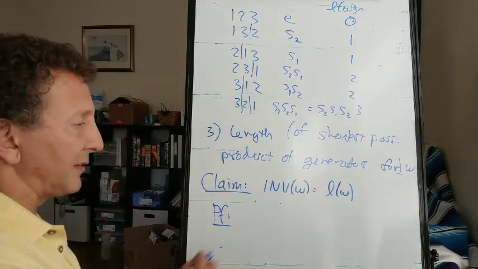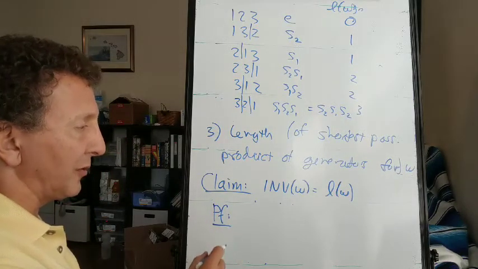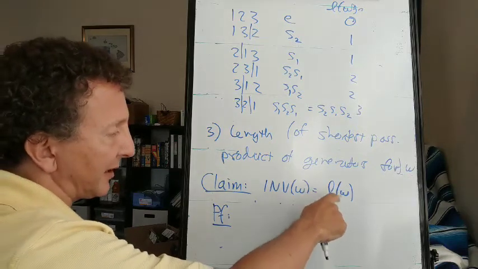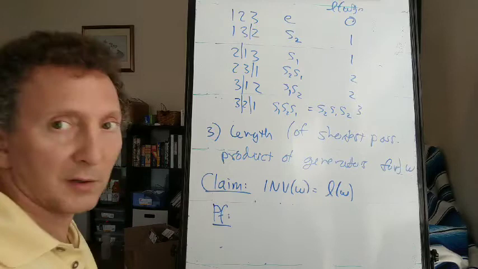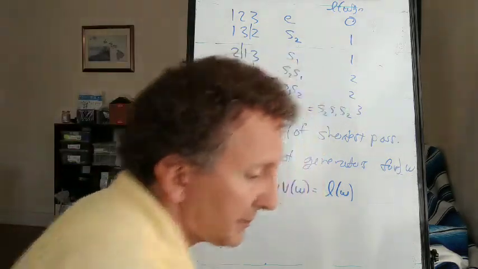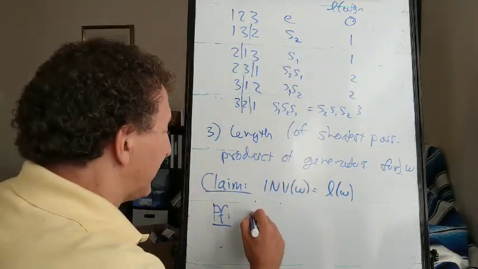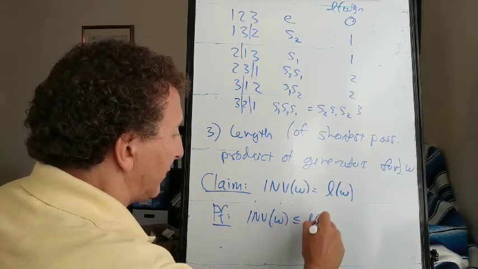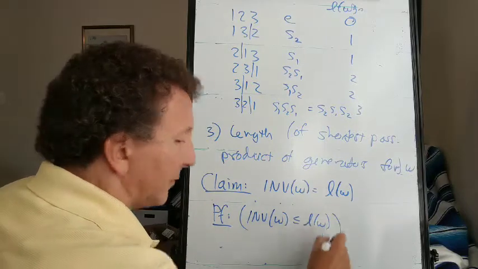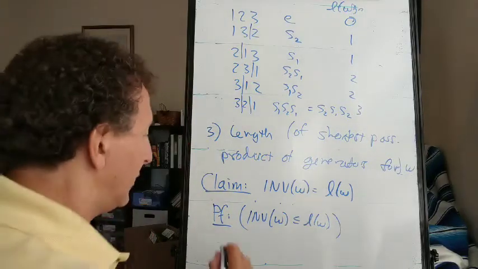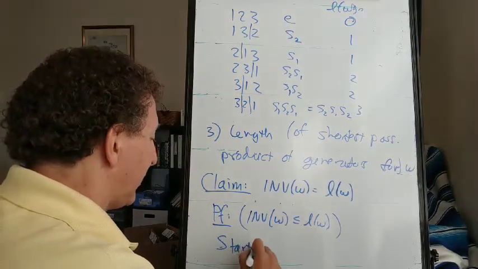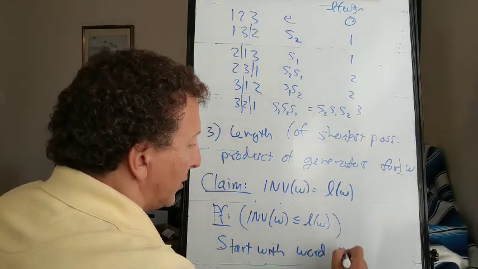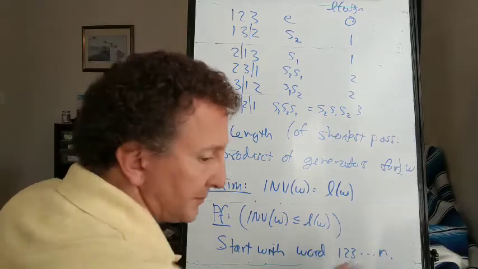So to prove this, let's show two different inequalities. First, that this number is less than or equal to the second one, and then that the second number is less than or equal to the first one. Therefore, they'll have to be equal. So let's show first that the number of inversions is less than or equal to length. So let's start with the word 1, 2, 3, up to n.